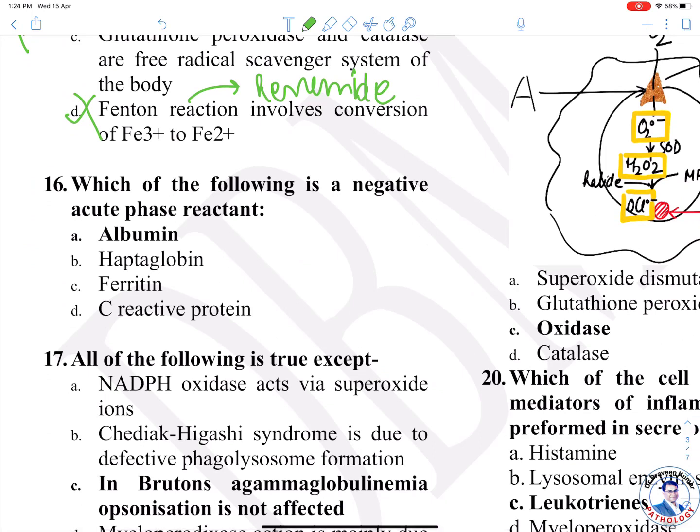Question 16 is a straightaway question. It's talking about negative acute phase reactant, therefore the answer is albumin.